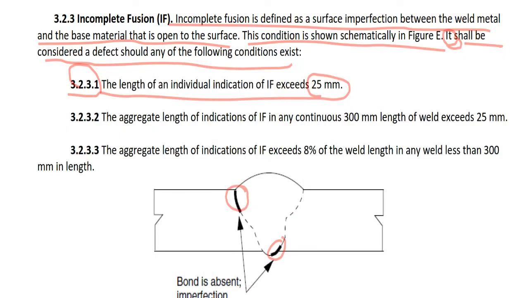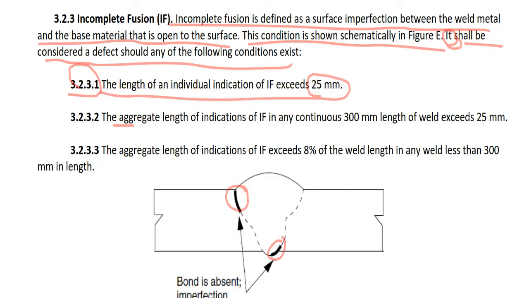and this is reject when the length of an individual indication of IF exceeds 25 mm. So the length of each IF, just one individual IF, is over 25 mm. That's reject.